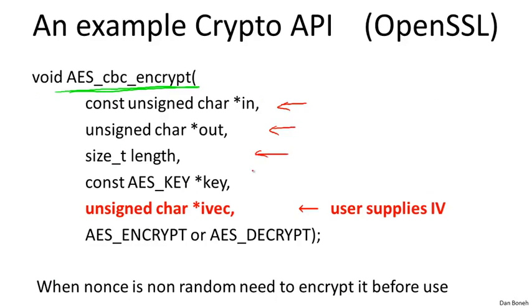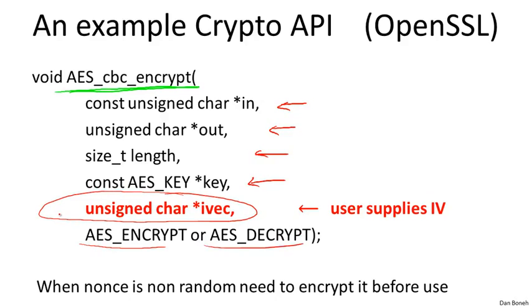This is the length of the plaintext. This is the AES key. Finally, there's an argument here that says whether you're encrypting or decrypting. And the most important parameter that I wanted to point out here is the actual IV. And unfortunately, the user is asked to supply this IV, and the function uses the IV directly in the CBC encryption mechanism. It doesn't encrypt the IV before using it.